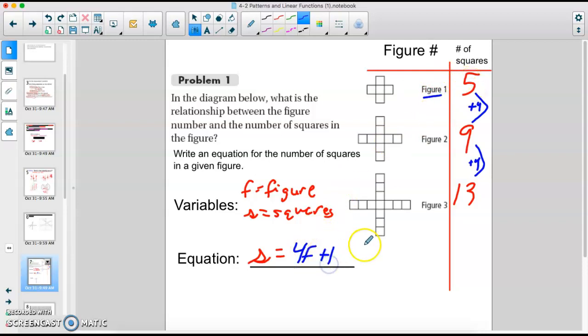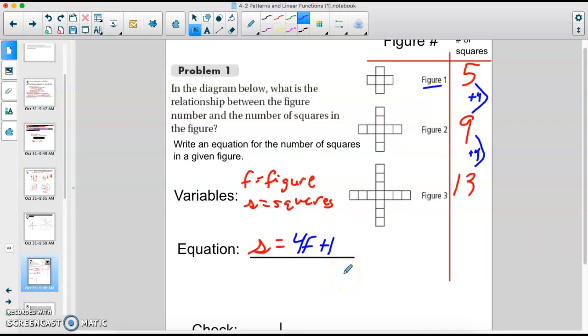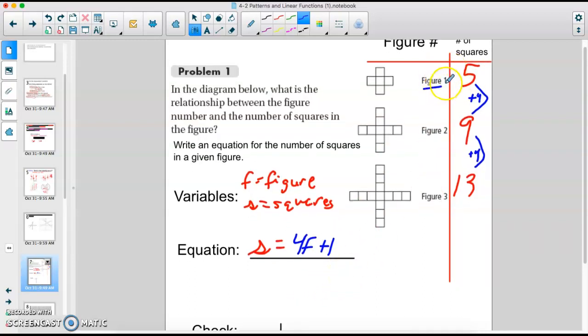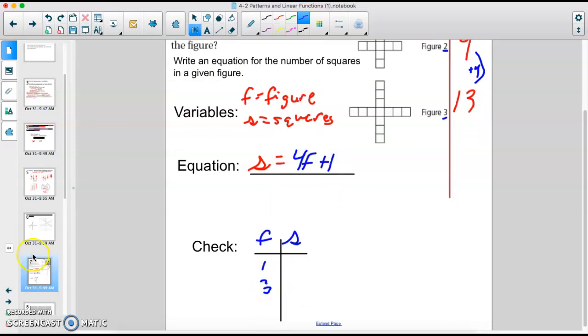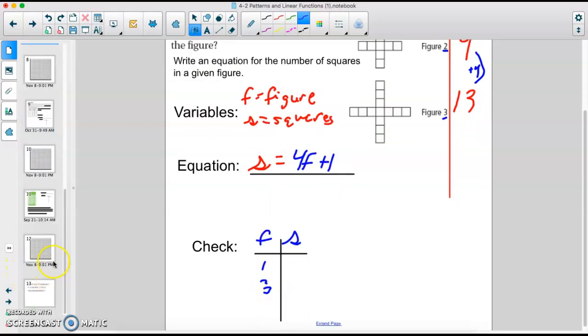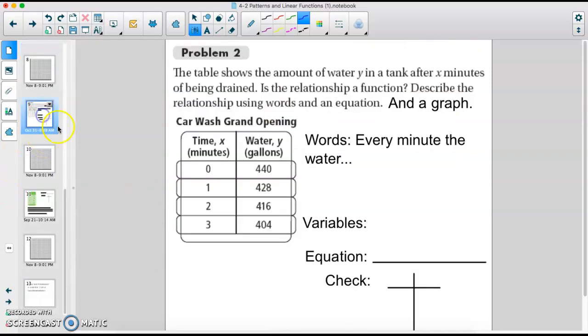Well, let's try adding 1. Let's see if that works out. And so when we go to check this, figure 1, so 1 times 4 is 4, plus 1 is 5. That checks out. Okay, 2 times 4 is 8, plus 1 is 9. Good. And 3 times 4 is 12, plus 1 is 13. Okay, and obviously you can check f and s. We have 1, 2, 3. It's always good to check. I'm not going to do it in the video because I'm going to conserve time, but you do need to check and just make sure it works.